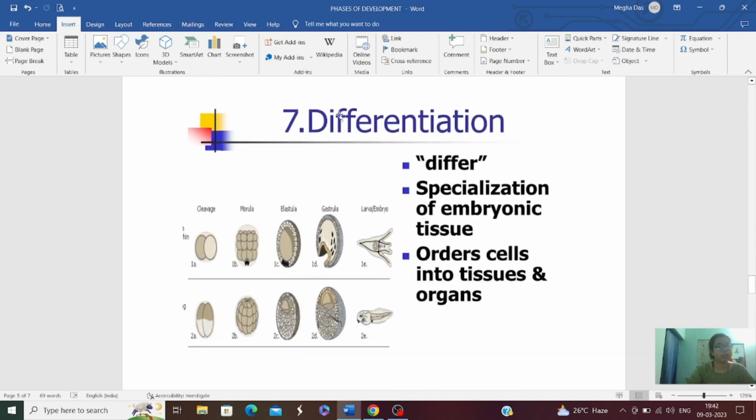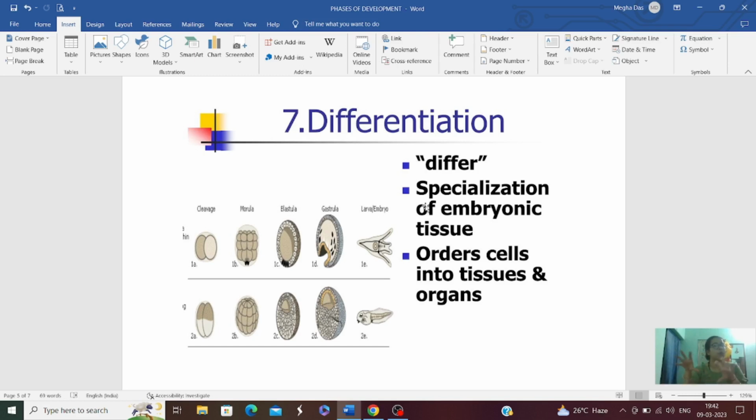Then a very important point is differentiation. What is differentiation? The word differentiation itself means specialization of the embryonic tissue, ordering cells into tissue and organ. Every cell which is formed in the cleavage comes with a certain fate, that is, they have a certain future. Every cell has its own future.